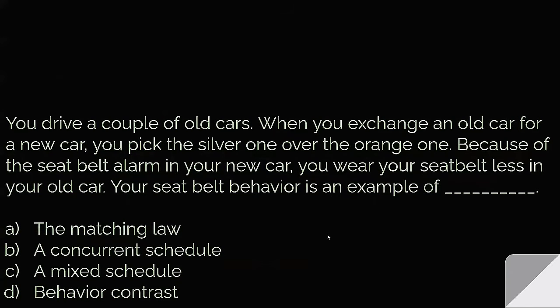All right. So moving on, says my organizer. You drive a couple of old cars. When you exchange an old car for a new car, you pick the silver one over the orange one. Because of the seatbelt alarm in your new car, you wear your seatbelt less in your old car. Your seatbelt behavior is an example of what? Is it the matching law, a concurrent schedule, a mixed schedule, or behavior contrast?